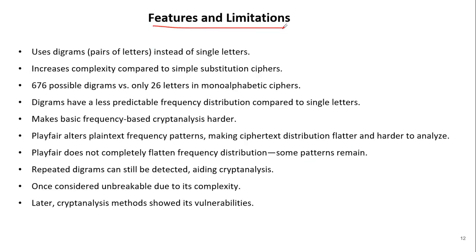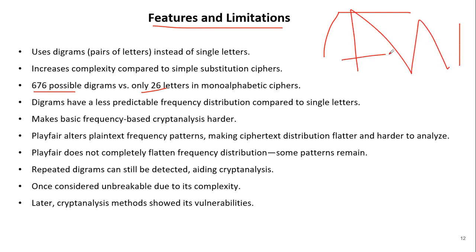Now we will see the features and limitations of the Playfair cipher. It uses a digram, that is a pair of letters instead of a single letter. It increases the complexity compared to simple substitution cipher. 600-700 possible digrams are there versus only 26 letters in a monoalphabetic cipher. Now with digrams, our frequency analysis will be flat. It will not have much variation, so it tries to make it flat. When frequency analysis is flat, it is difficult for the hacker to hack.